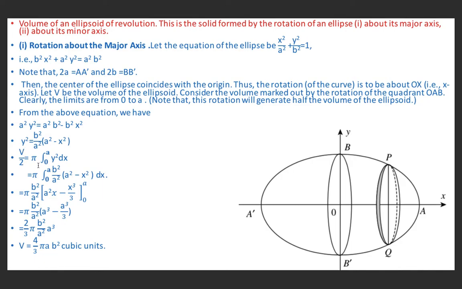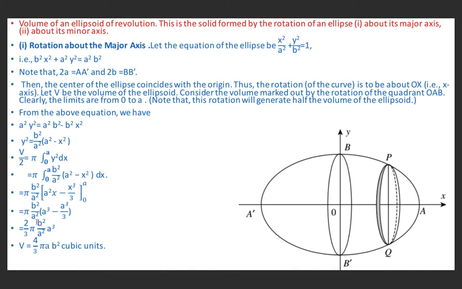So by using the formula, the limits are from 0 to a, pi y square dx. Y square is nothing but b square upon a square into a square minus x square dx. So it is equal to, b square is constant, a square is constant, so it is pi b square upon a square. Integration of a square is a square x. Integration of x square is x cube upon 3. Because we know that integration of 1 is x, integration of x raised to power n is x raised to power n plus 1 upon n plus 1. Limits are from 0 to a.